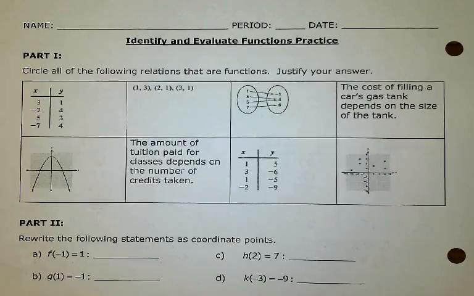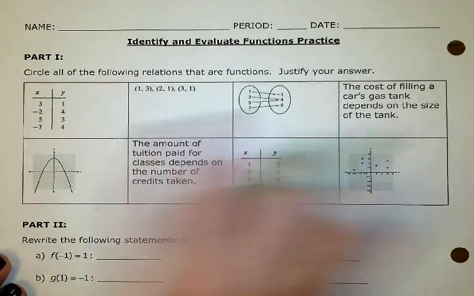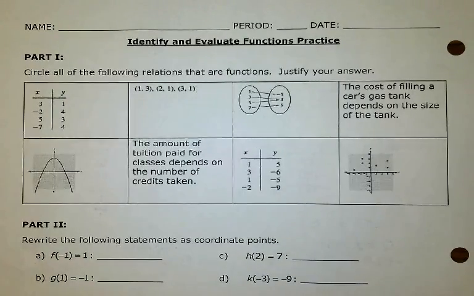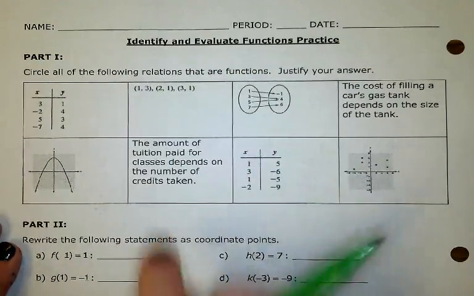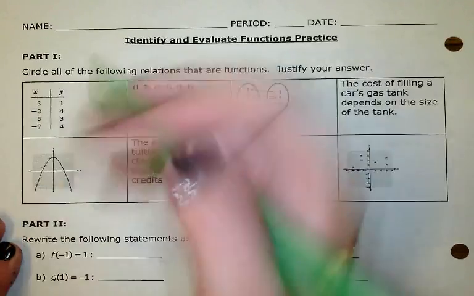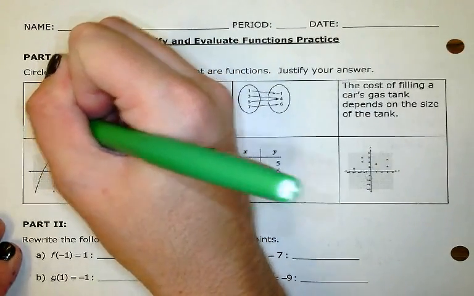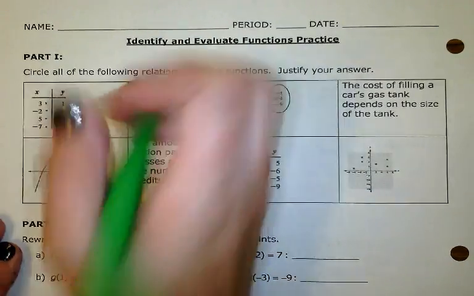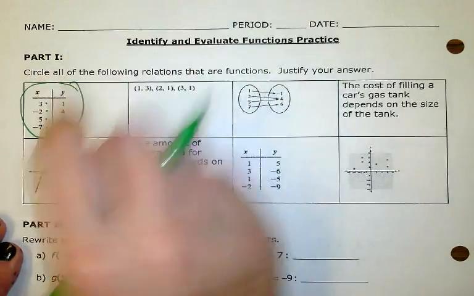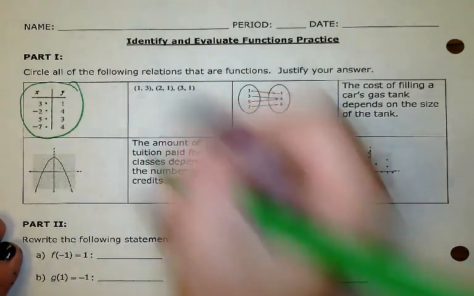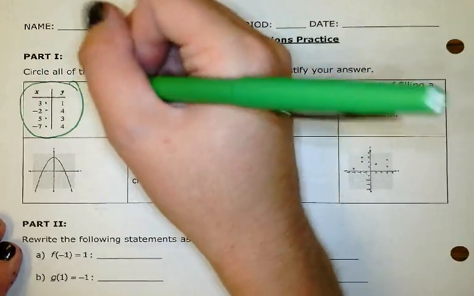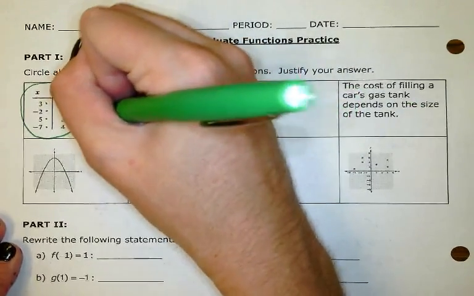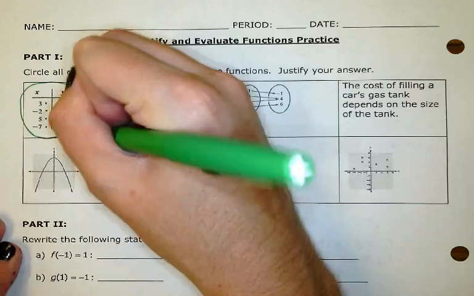We are going to do some practice on identifying and evaluating functions, okay? So we want to see which one of these guys are functions. Let's see here. So when we're looking at a table, which one is a function here? Is this a function? Yes. Why is it a function? This one is a function. Why is that guy a function? Yeah, each x has its own y. The x values do not repeat, right?